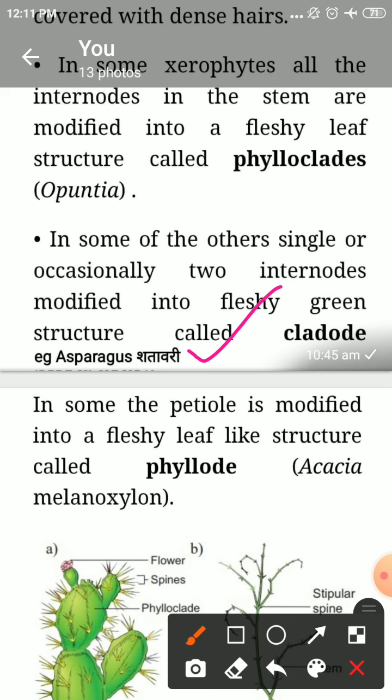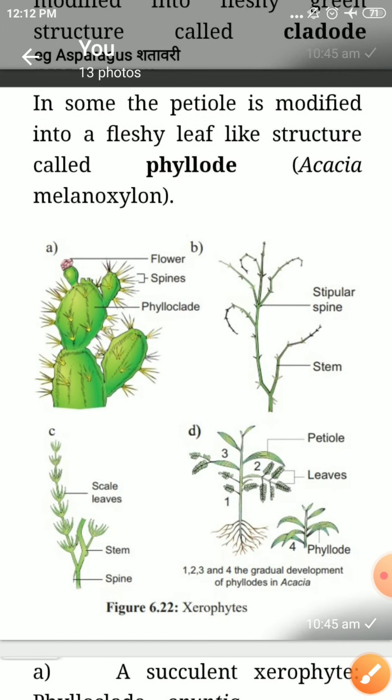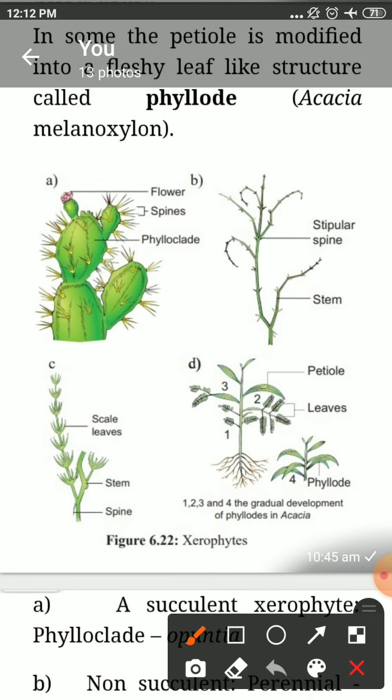Now, besides this, in some plants the petiole is modified into a fleshy leaf-like structure, called a phyllode. For example, in Acacia melanoxylon, the leaf petiole is modified into a leaf-like structure. We call it a phyllode. Over here, this image shows a phyllode, seen in Acacia melanoxylon.